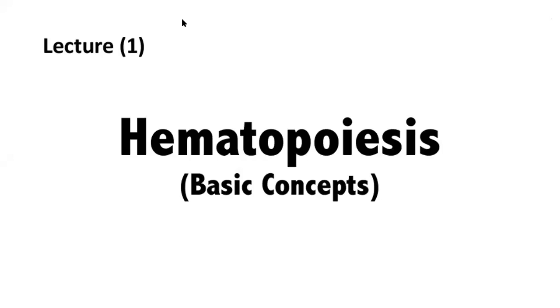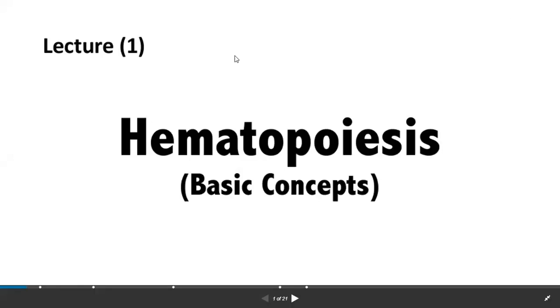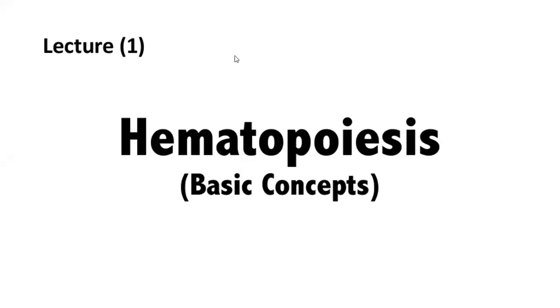Okay, so today we will talk about hematopoiesis. In the previous lecture, we discussed red blood cells, white blood cells, and platelets, and we looked at the functions of each of them and some classifications also of each of the blood cells. But today we're going to look at how they are produced.